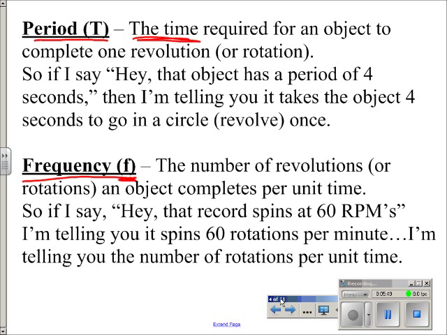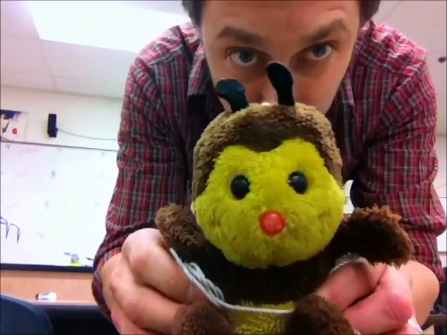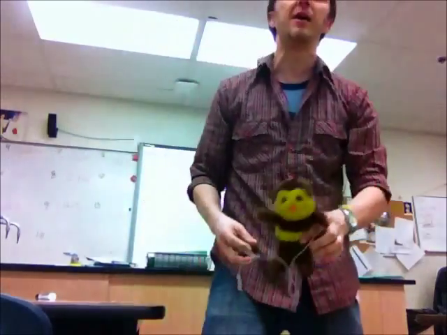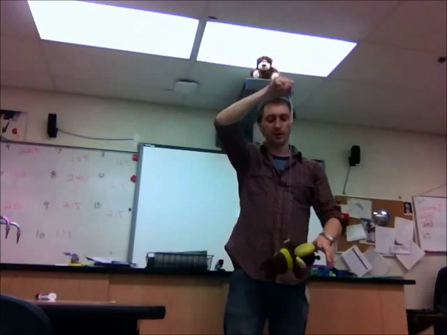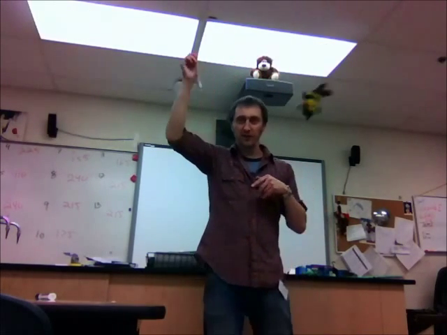Okay? So, at this point, I'm going to introduce you to Buzzy the Bee. All right. Look, it's Buzzy the Bee. He is our circular motion mascot for the day. So what we're going to do here is we're going to take Buzzy the Bee and spin him around. I'm actually going to spin him around over my head. Hope you can see him there, yes. But before I do, I want to spin it this way so you can see the full circle.